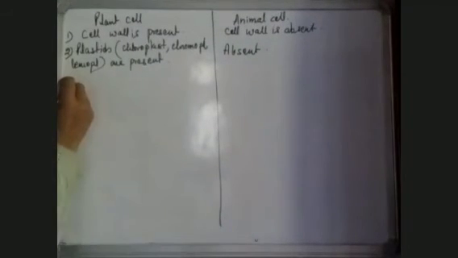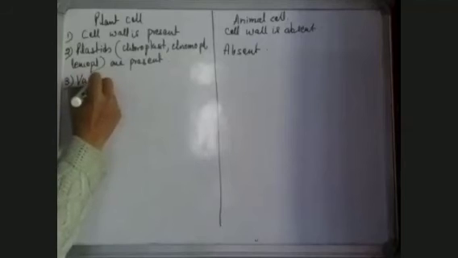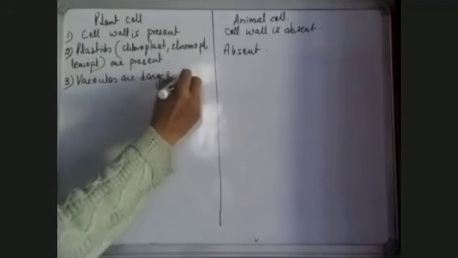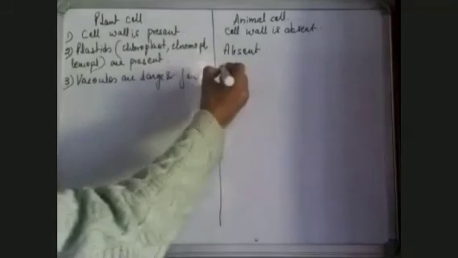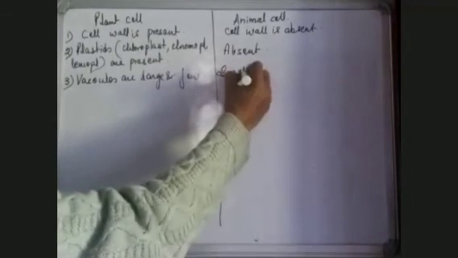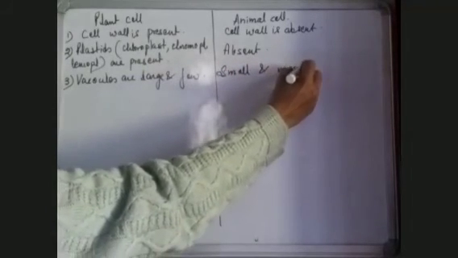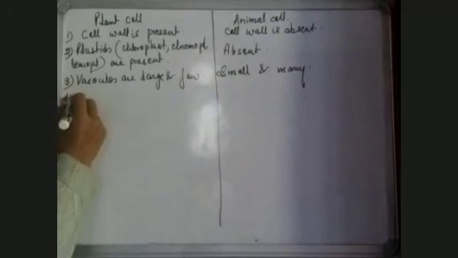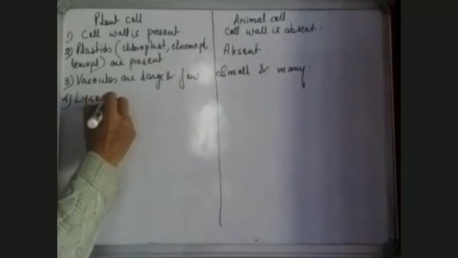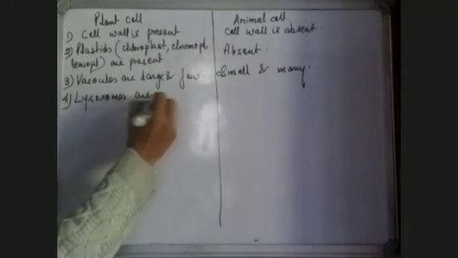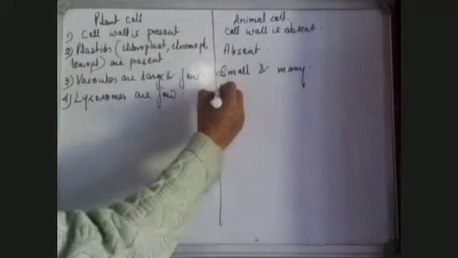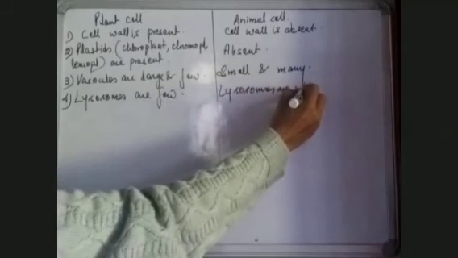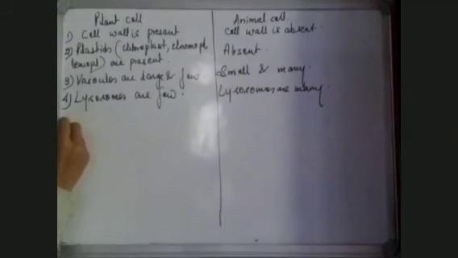Another point of difference is about the vacuoles. Vacuoles are large and few. Whereas in case of animal cell, the vacuoles are small and many in number. Lysosomes are few in this case. Whereas in case of animal cells, the lysosomes are many. This is the fourth point of difference.